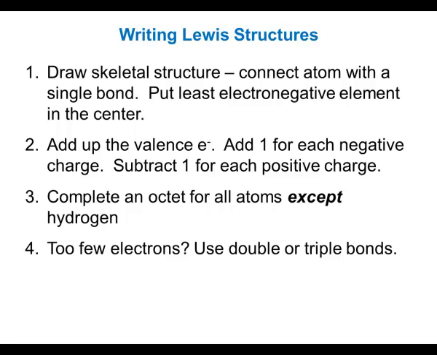Third, complete an octet for all atoms except hydrogen. Hydrogen can only have 2 electrons around it. If you have too few electrons, use a double bond or a triple bond when necessary. We will do plenty of exercises showing how to write Lewis structures in class.